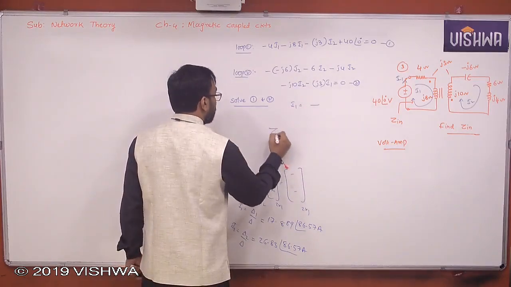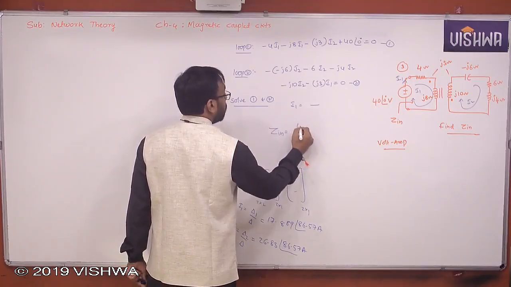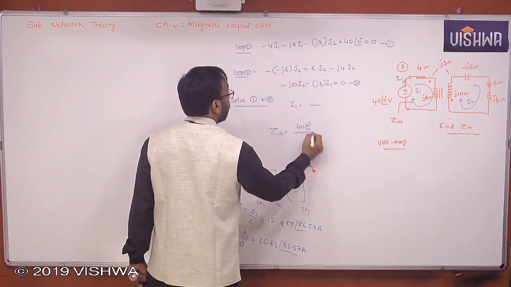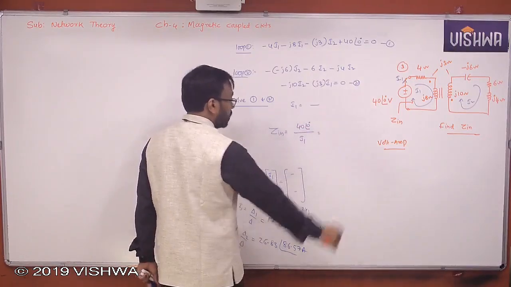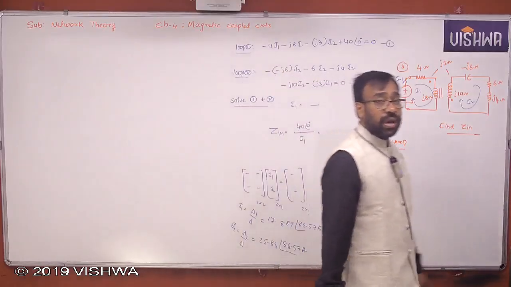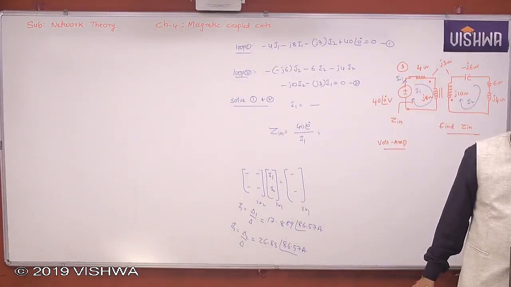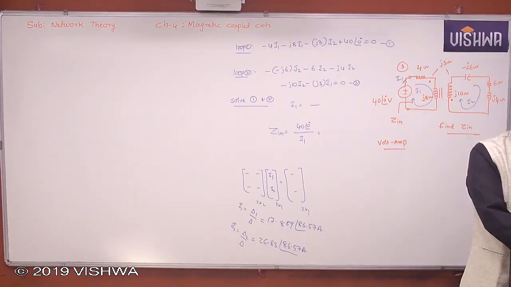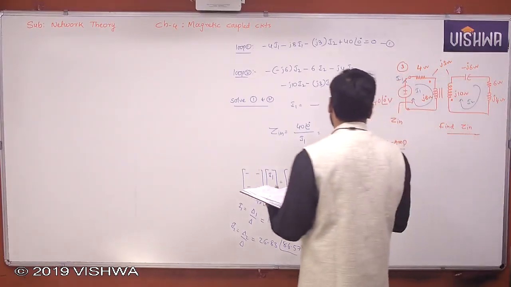Once you know I1, you will find Zin, that is 40 at an angle of 0 divided by I1. That's it. Understand all of you, okay? Shall I give the values here? Just note down here. I just give the values.